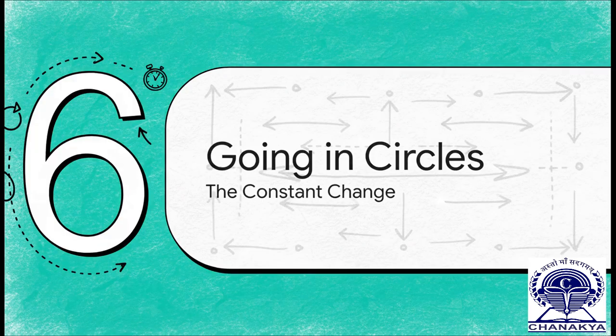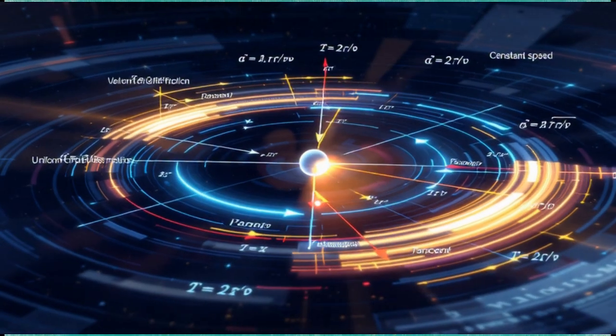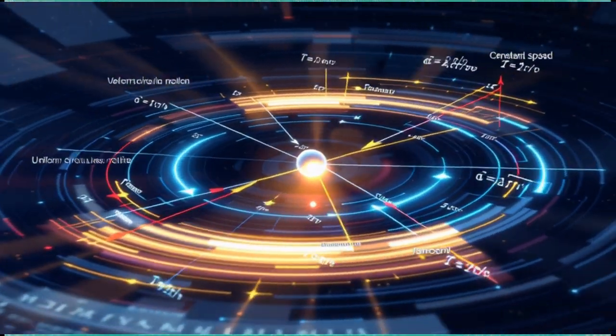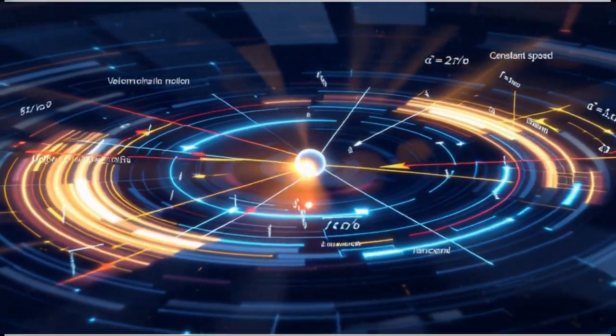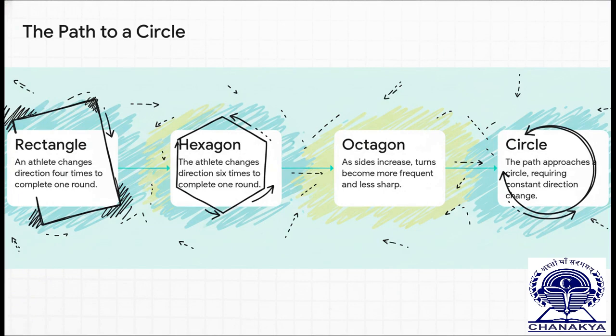For our last stop, let's take our brand new toolkit and use it on something that seems really simple, but is actually hiding a fascinating secret: moving in a circle at a constant speed. Just watch this progression here. If you're running on a rectangular track, you have to make 4 sharp turns. On a hexagon, it's 6 smaller turns. An octagon, 8 even smaller ones. If you just keep adding more and more sides, the path gets smoother and smoother until it becomes a perfect circle, which is basically a path where you are making an infinite number of tiny, constant turns. You are always changing direction.